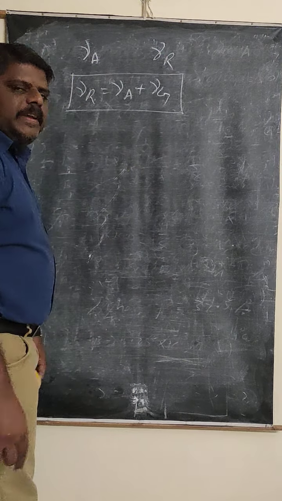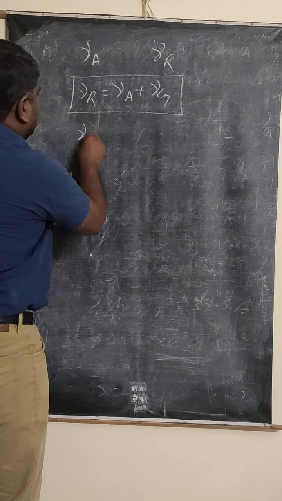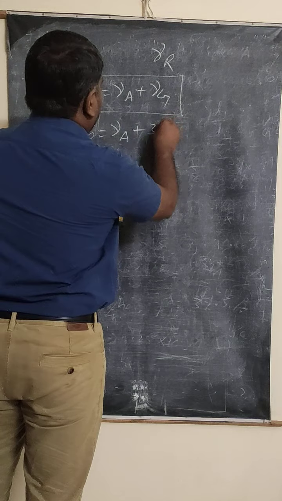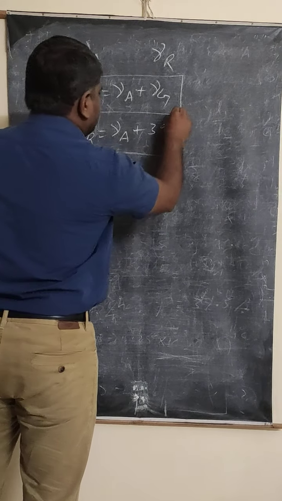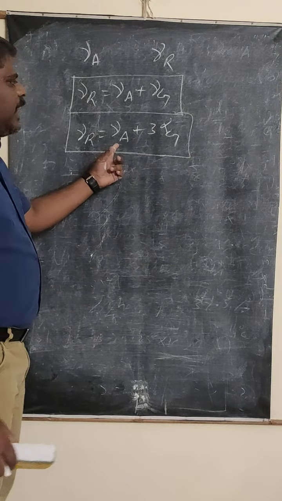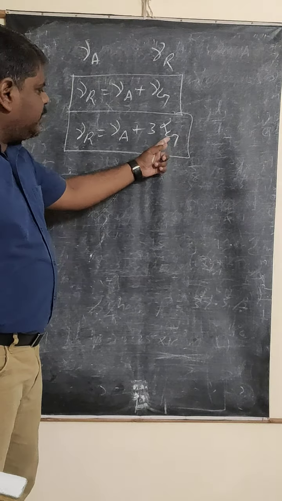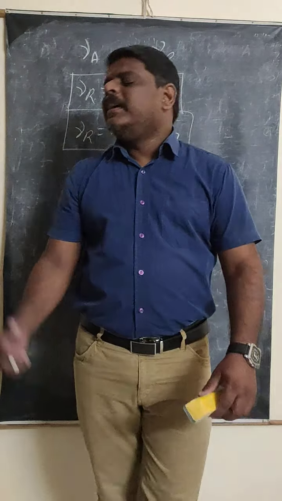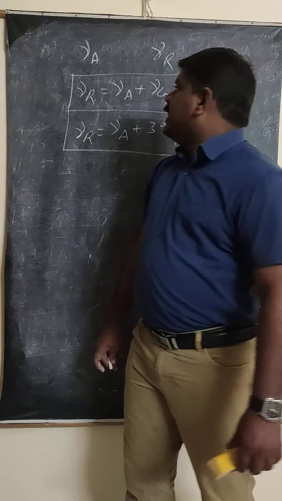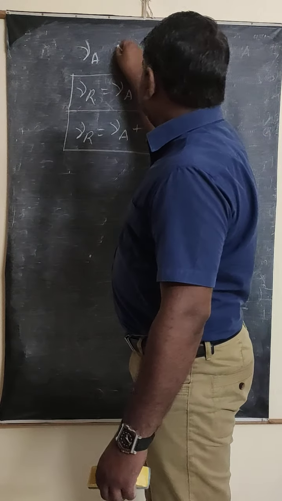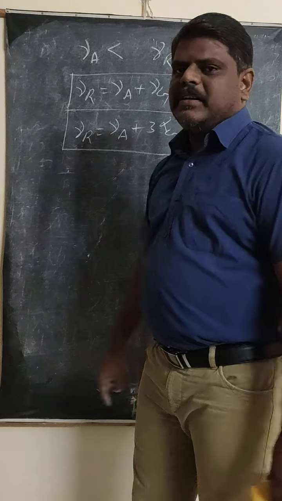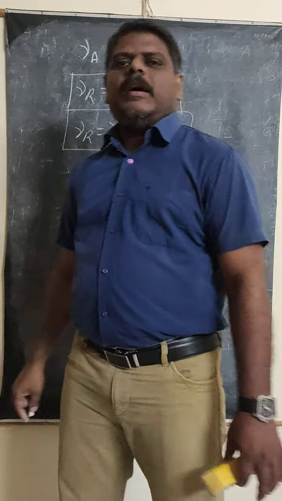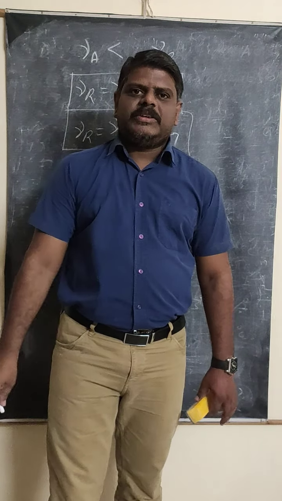It can be written in terms of linear expansion also. That is, gamma R equals gamma A plus 3 alpha G. By using this you can calculate the gamma A value, or the linear expansion, or the real expansion. There are a lot of things you can calculate by using this relation. That's why always remember this relation. And what is the relation between them? Gamma A is always less than gamma R, or gamma R is greater than gamma A. That is a very important relation to remember.